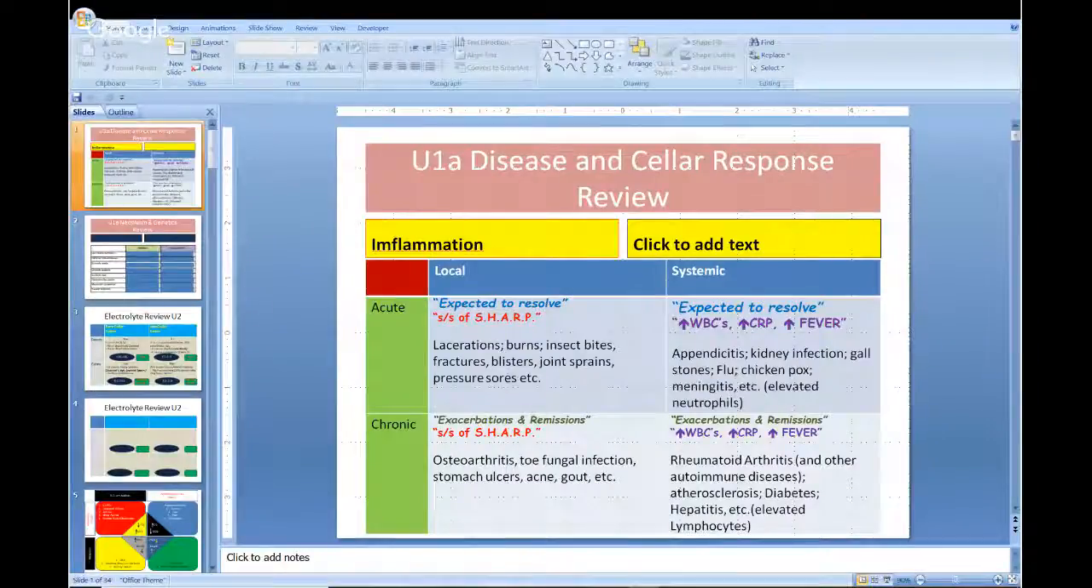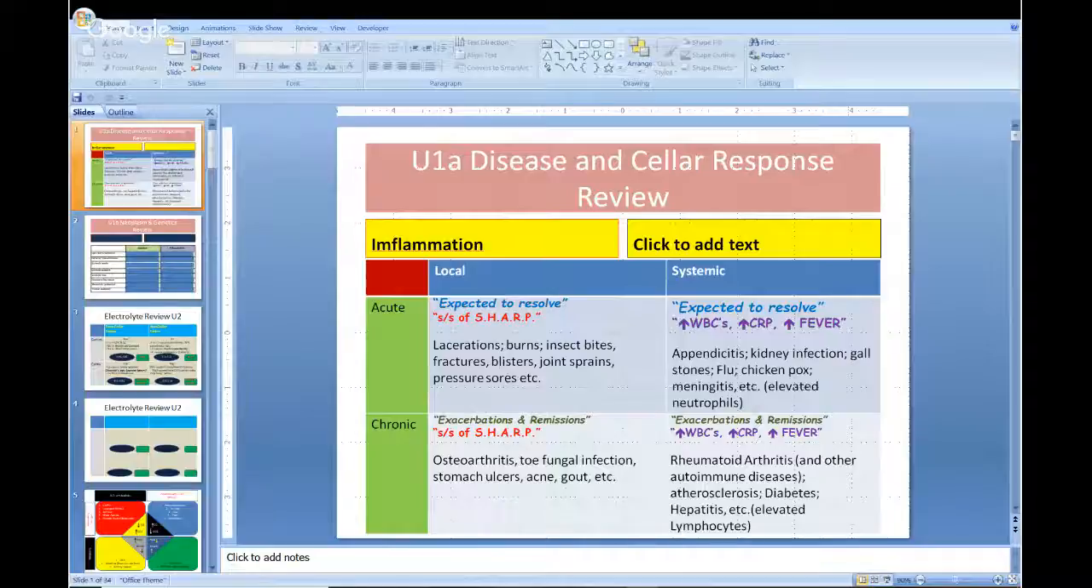Okay. What about systemic? What's the same for systemic? Increased white blood cells, CRP, and fever. Yep, those are all the same for acute systemic and chronic systemic. So I like that when I put this together this way, it seems a little bit easier because all you do is memorize that local has sharp and acute has expected to resolve. And so I can build them. I don't have to go, oh, what was acute systemic? You know, acute always has expected to resolve. Just write that out. And systemic is elevated white blood cell, elevated CRP, and elevated fever.